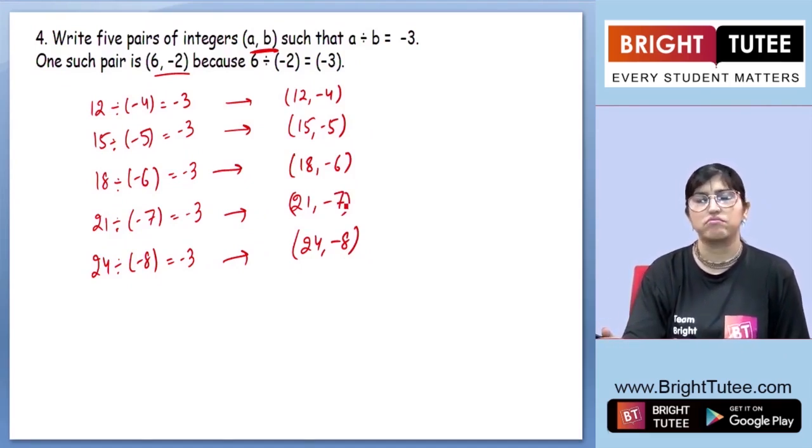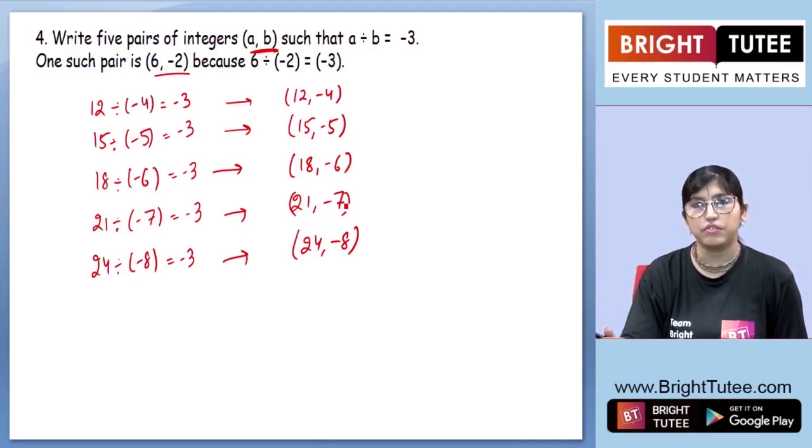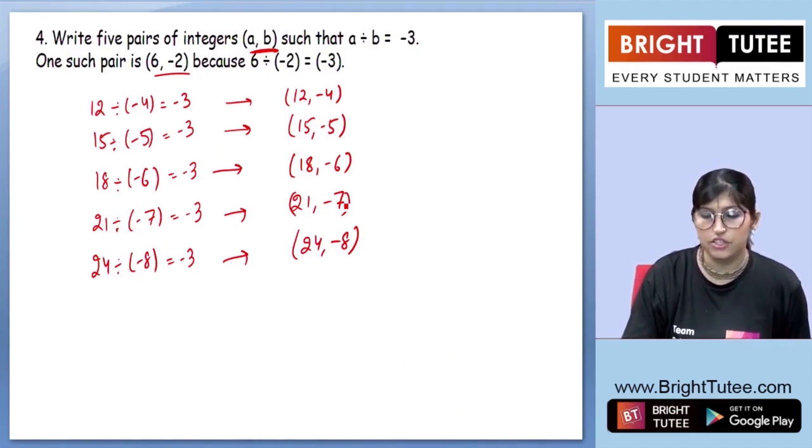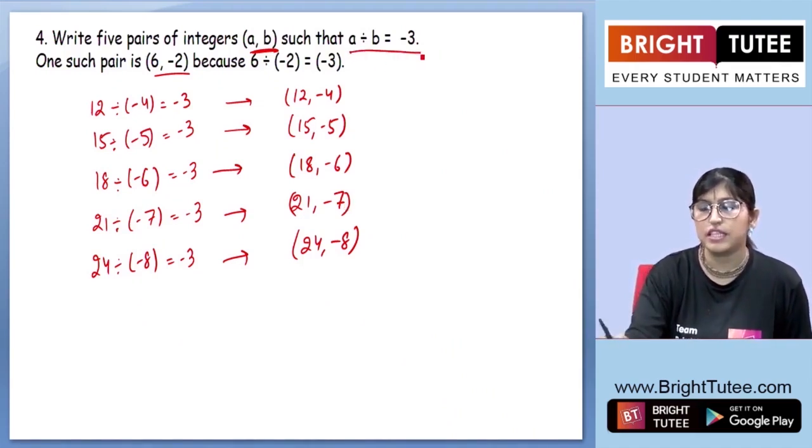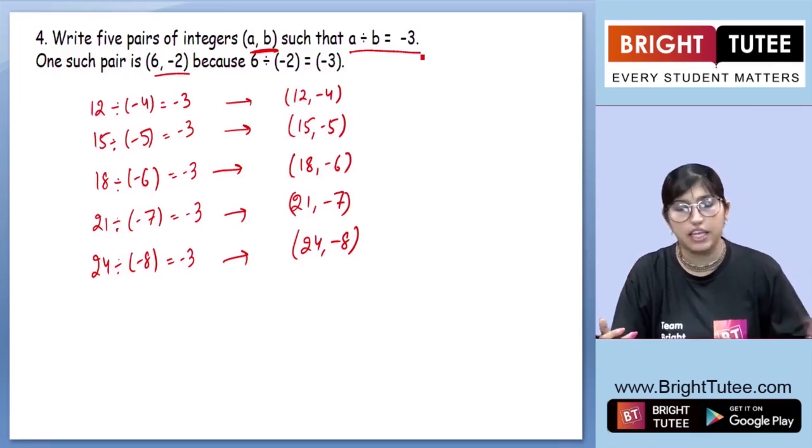You can make an infinite number of these pairs of integers. So this is how we'll find pairs of integers. If we are given a certain condition, we need to follow that condition.